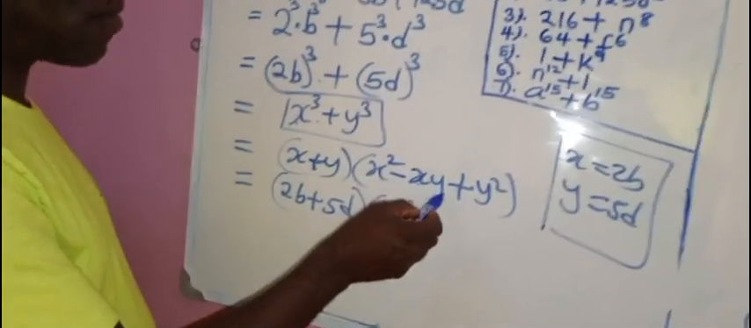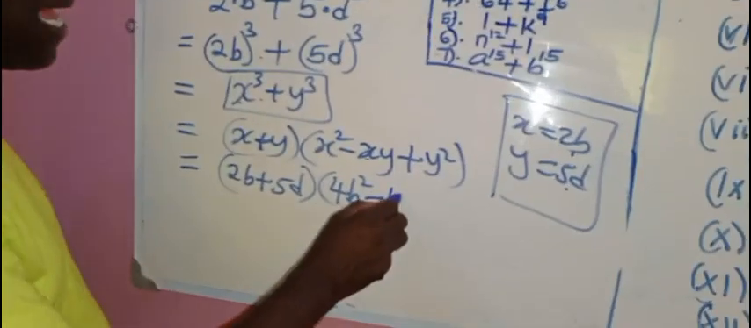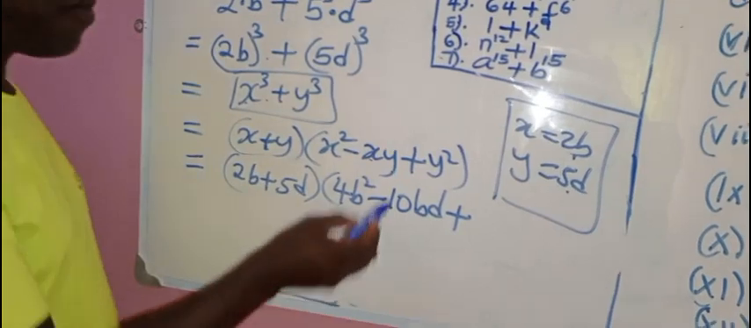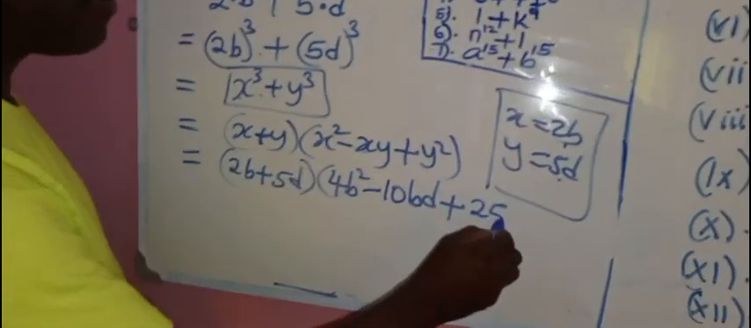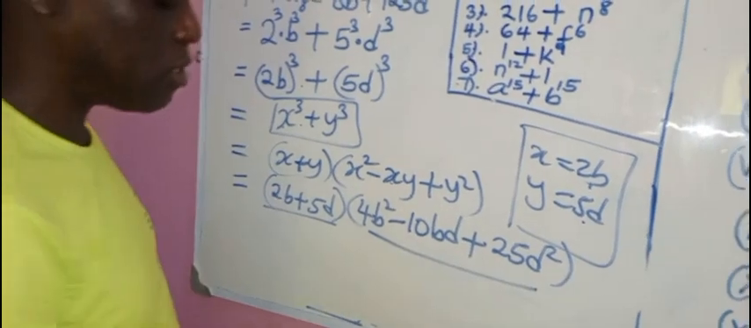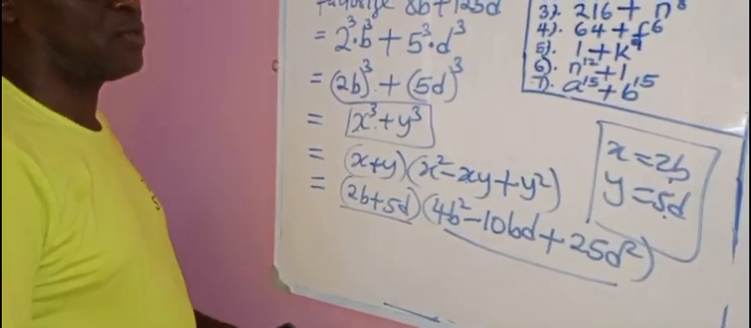Minus, pick one x, pick one y. 1x, 1y, that is 2b times this. 2 times 5, that is 10bd. Okay, plus y is 5d. 5d times 5d, that will be 25d squared. That is the answer. So we have two factors. One is linear, the other one is quadratic, which can no longer be factorized again. That's why it's a factor. Did you see that? All right.